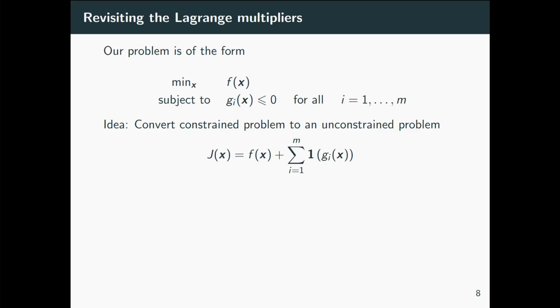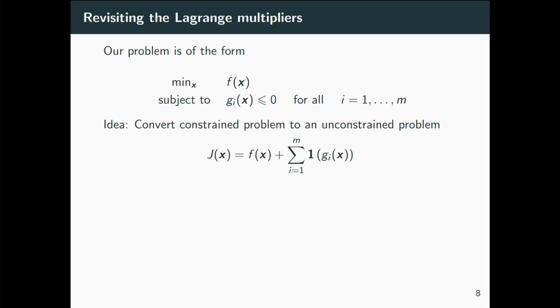And the idea is to convert this constraint problem. If we were to only minimize f(x), it is an unconstrained problem, but we have some constraints. So we want to convert this constrained problem to an unconstrained problem, because we know that solving unconstrained problems is easier. One way in which we can do this is to create this new function of x, which is f(x) plus summation over all the inequalities of this infinite step function applied over g_i(x).